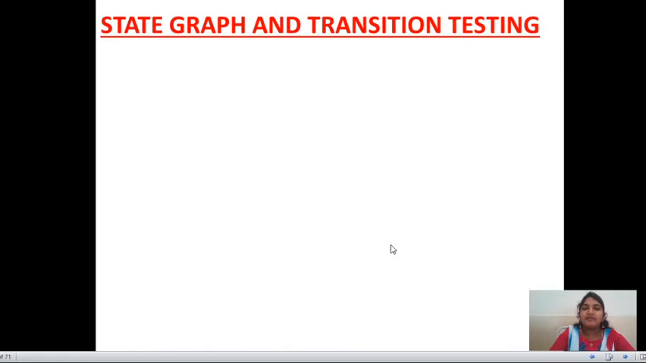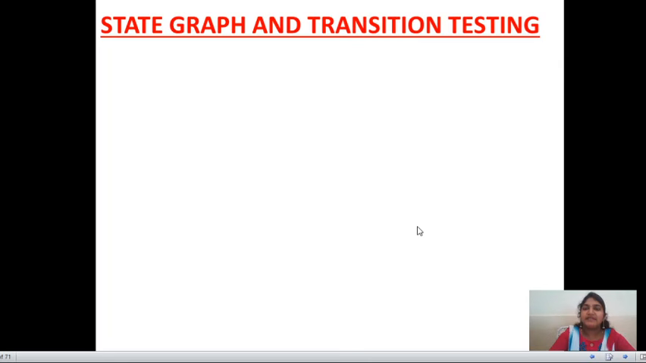Before that, what is meant by state graph? What is meant by state testing? Before that, what is meant by a state? A state is nothing but the system's behavior. If we take any process, whether it is in a ready state, run state, new state or interruption state, wherever the system process or function is, all can be defined as a state. When testing is applied on a particular state, it is known as state testing.